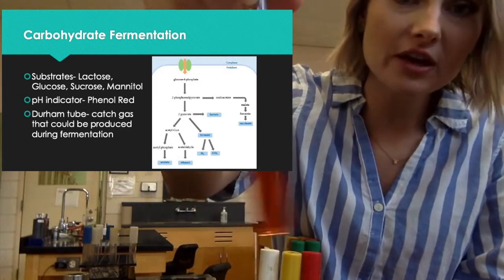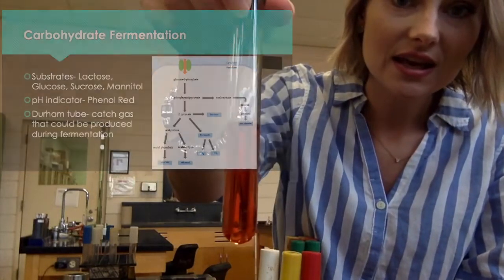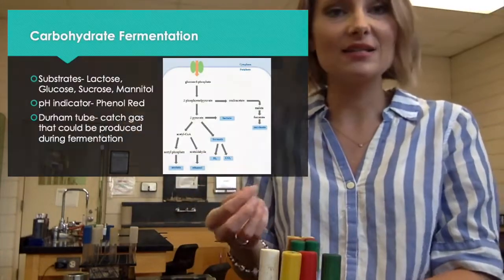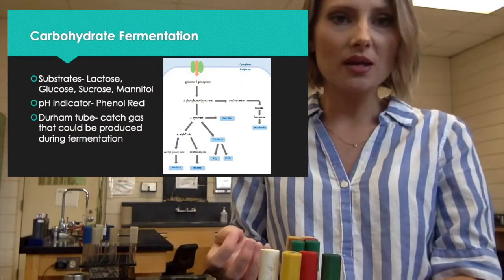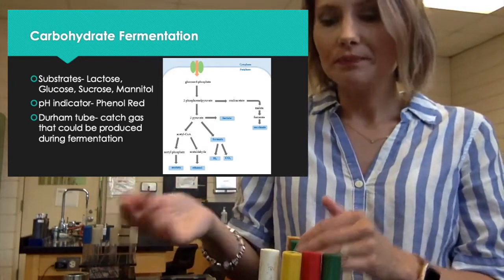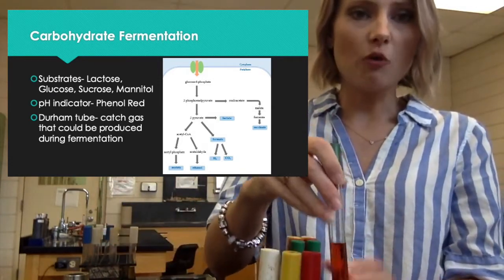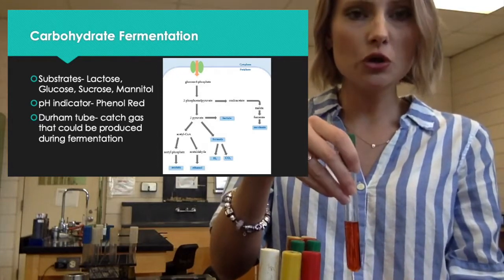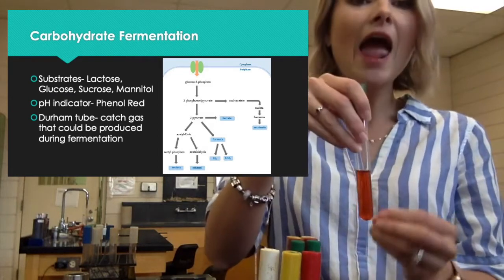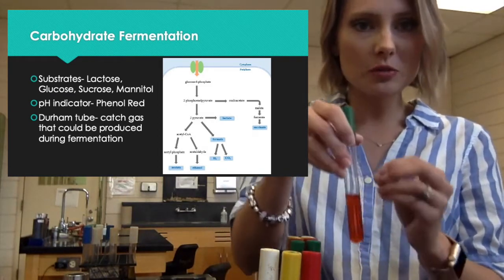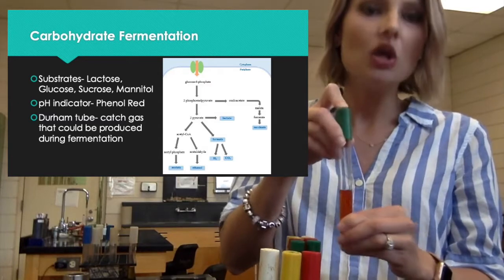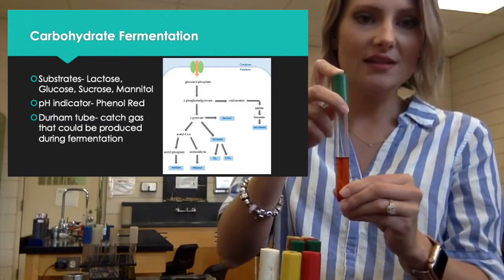Now, there's also something else in that tube. I don't know if you can kind of see it. It's called a Durham tube. The Durham tube is there to catch gas. Some bacteria, when they ferment, will produce gas as a byproduct. Some do, some don't. So that's what the Durham tube is there for. As the bacteria grow inside of the tube, if they're fermenters and if they produce gas as they ferment, the gas will be produced and will be caught inside of the Durham tube. The Durham tube is basically like a little mini test tube that's upside down inside of this tube. Okay? So that's what it's there for, to catch the gas.